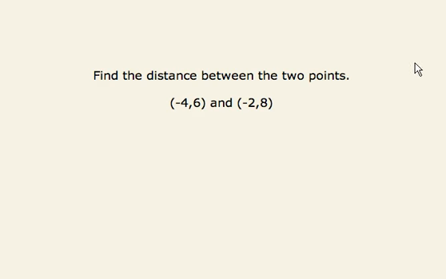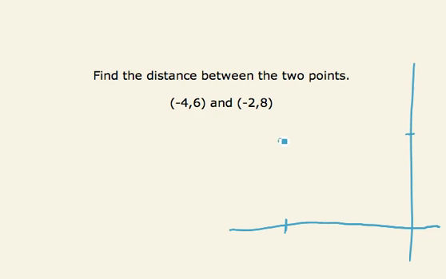Find the distance between the 2 points, -4, 6, and -2, 8. We have here 2 points on the Cartesian plane, x-coordinate -4, say right about there, and y-coordinate 6, I'll put it there. Okay, so that's -4, 6. And then we have -2, 8, -2 somewhere between 0 and -4, so right around there. 8 somewhere above 6.